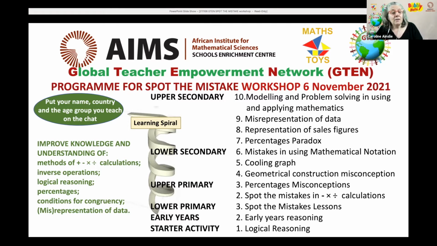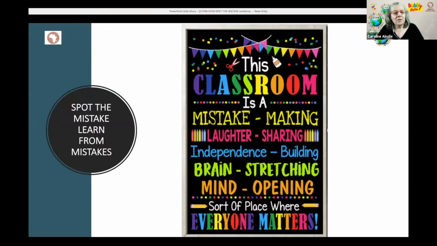And then moving on up, you're now really using mathematics in a very practical way: modeling, problem solving, and using and applying mathematics. So that goes from upper secondary all the way through. Mathematicians are in high demand in industry. This is the concept. It's about making mistakes. It's about how you respond to making mistakes.